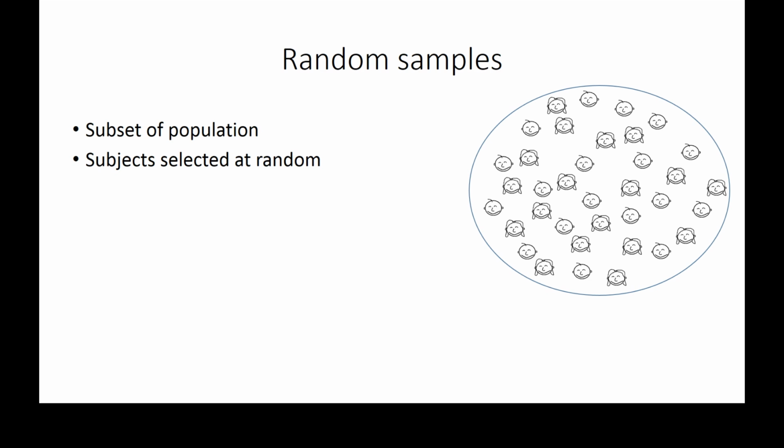Okay, so first we will talk about random samples. A random sample is a subset of a population where the subjects are selected at random. In other words, all people in the population are equally likely to be part of the random sample. It doesn't matter if they have a phone or if they can't walk or anything like that. This ensures that all groups in the population have an equal chance of being in the sample.